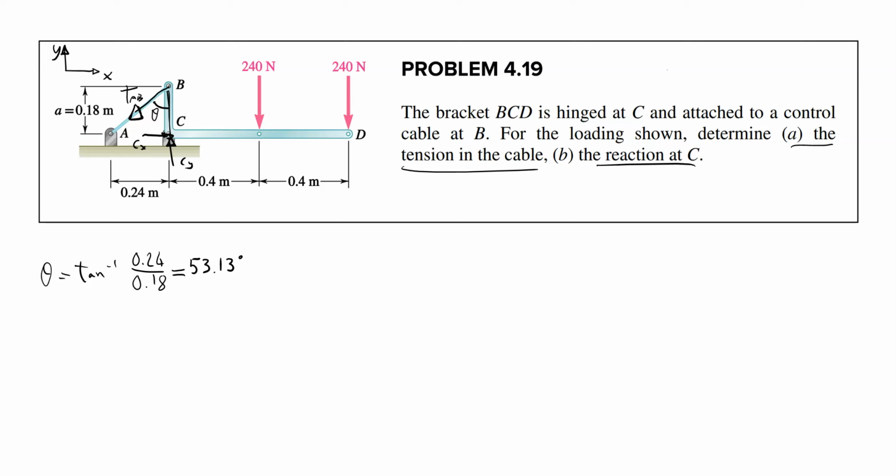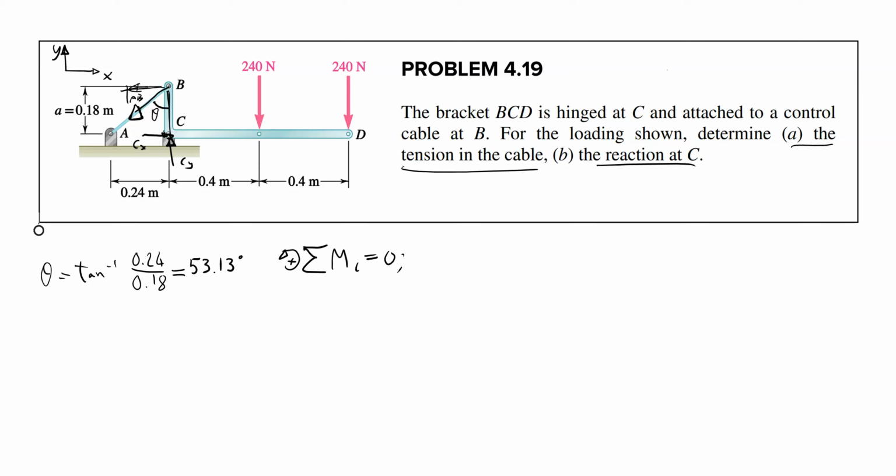Next thing we do, we're going to take those moments about C. So let's go ahead and take the sum of moments about C. We know that that's going to be equal to 0. We're taking counterclockwise as our positive direction. So let's go ahead and do that. So what do we have? We have, in the counterclockwise direction, this component of TAB is going to be in the negative X.